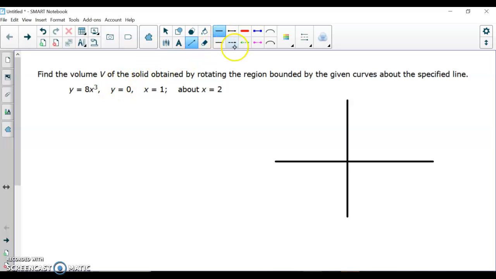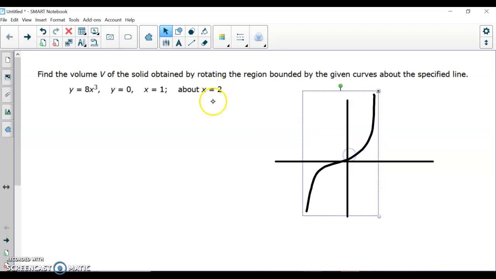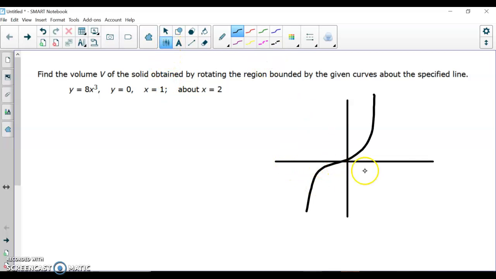It's 8x cubed. So the general behavior of the cubic function will be a shape like this. Basically, that's the shape. The coefficient of 8 just makes it a little steeper. But that's the general shape, and that should suffice for what we need to get the job done here. Okay, and it's bound by the line y equals 0, which is, of course, just the x-axis. So we want to be bound by the x-axis and then the line x equals 1.